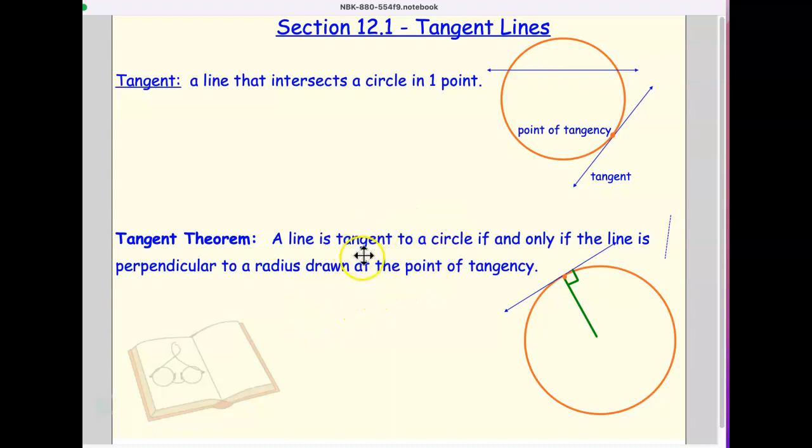The main theorem that we are going to learn about the tangent is that a line is tangent to a circle if, when you draw the radius out to the point where the tangent hits the circle, it has to form a 90-degree angle. That's the key piece: the tangent hits the radius at exactly 90 degrees at that point of tangency. That's what makes it a tangent line.